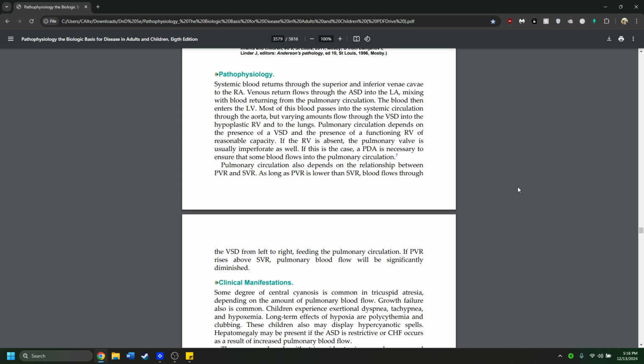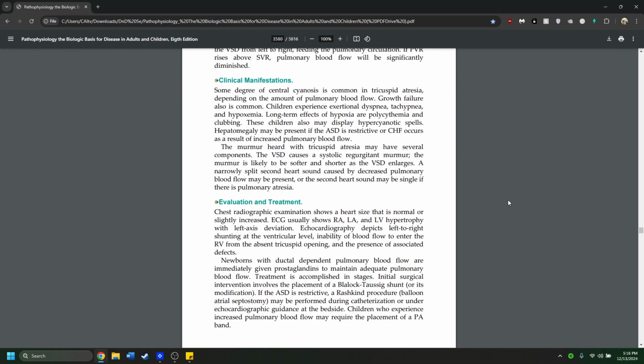Pulmonary circulation also depends on the relationship between PVR and SVR. As long as PVR is lower than SVR, blood flows through the VSD from left to right, feeding the pulmonary circulation. If PVR rises above SVR, pulmonary blood flow will be significantly diminished. So what are our clinical manifestations?